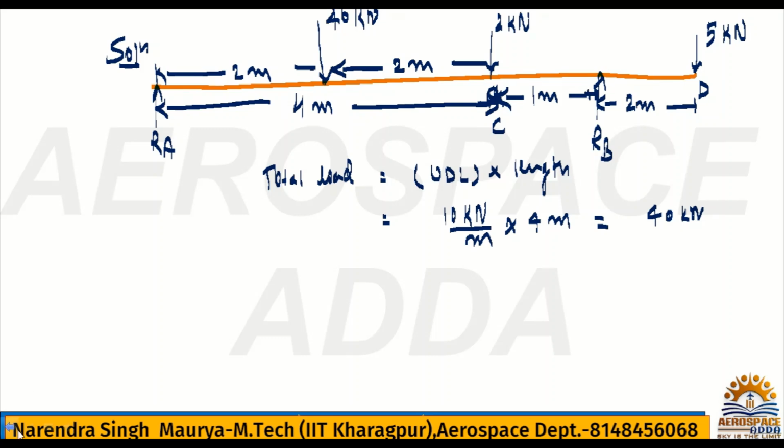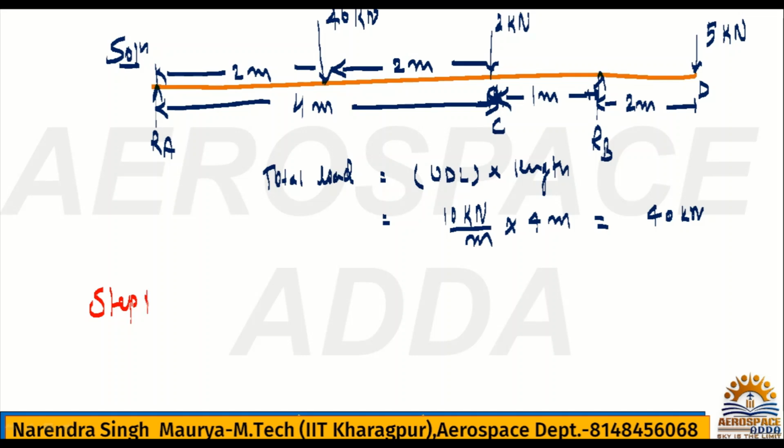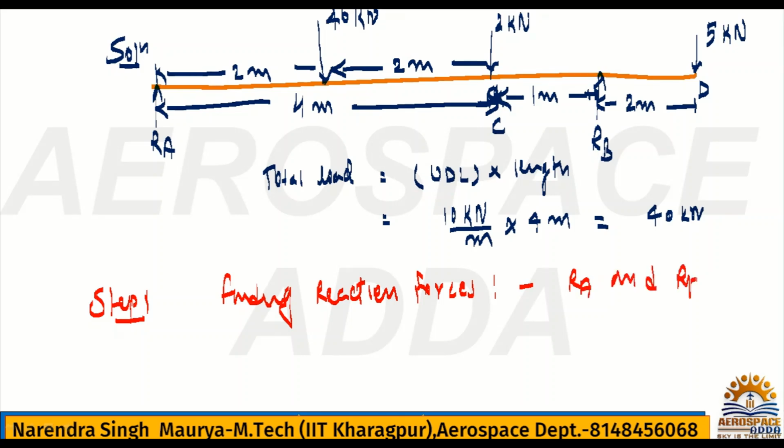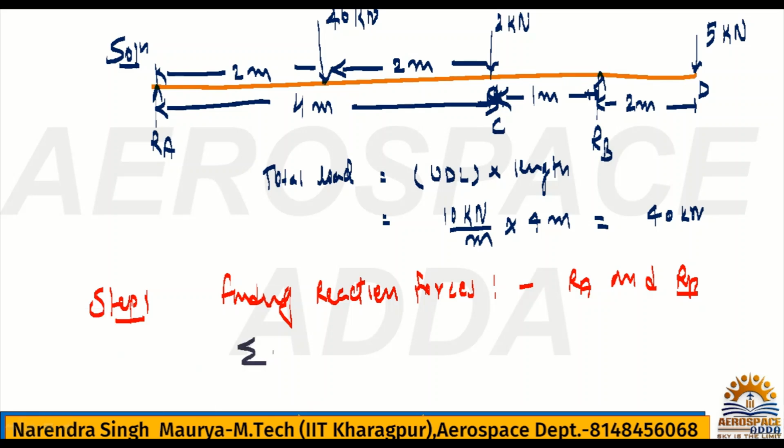What is your first step? The first step is to find the reaction forces. Step 1: finding reaction forces. The reaction forces are RA and RB. We have the equilibrium equation: we take moment about point A and make it equal to 0.